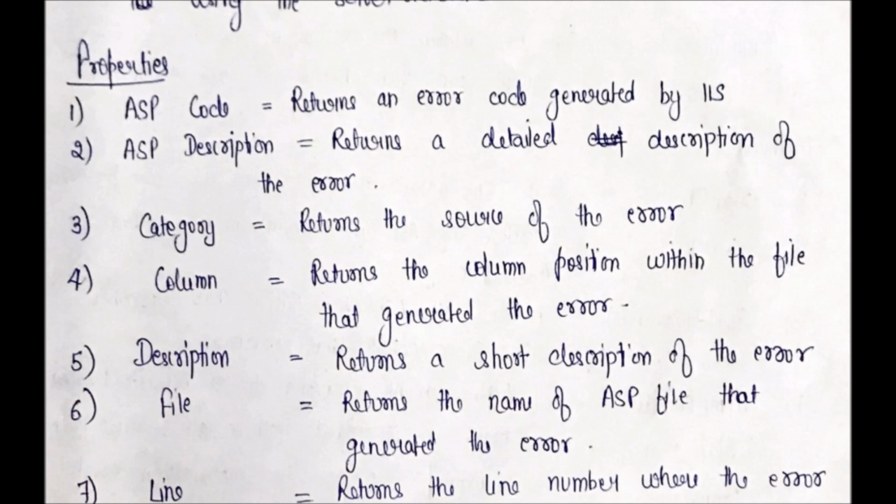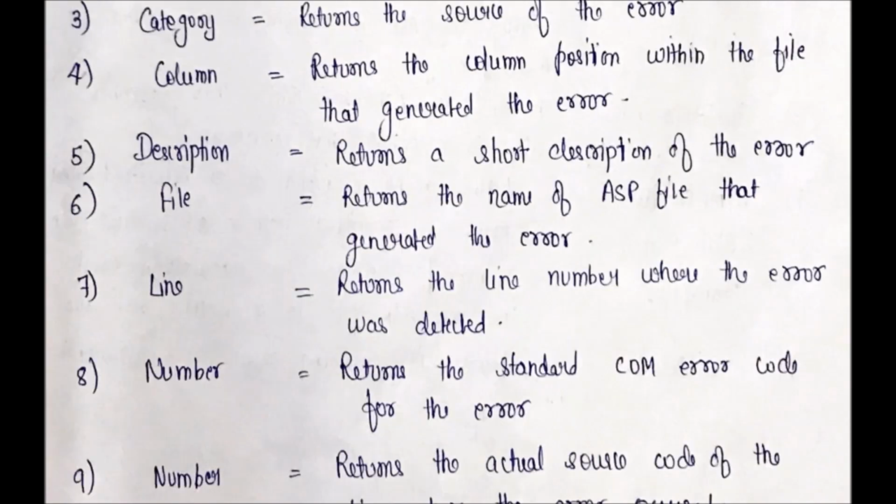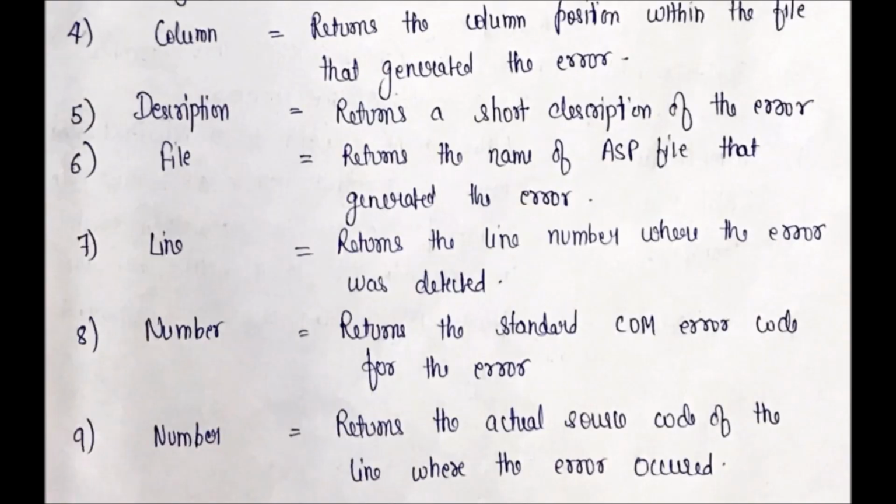The fifth is Description, which is used to return a short description of the error. File is used to return the name of the ASP file that generated the error, or the file in which the error has occurred. Next is Line, which is used to return the specified line number where the error has been detected. Next is Number, which is used to return the standard COM error code for the error. It means it returns the error code. The next is Source, which is used to return the actual source code of the line where the error has occurred. That's all for the day.